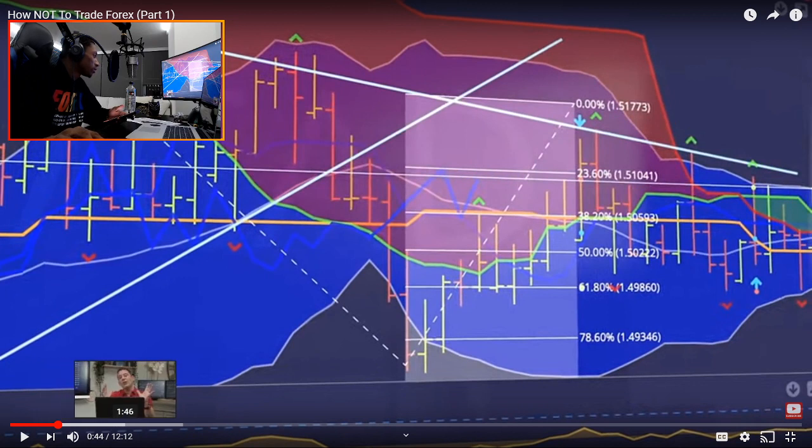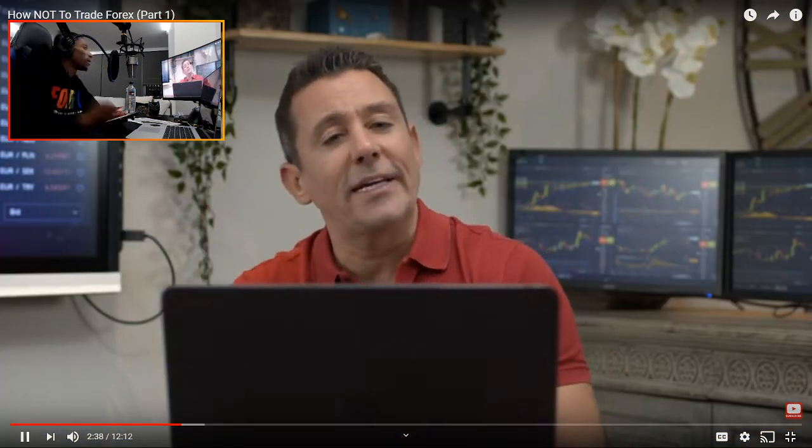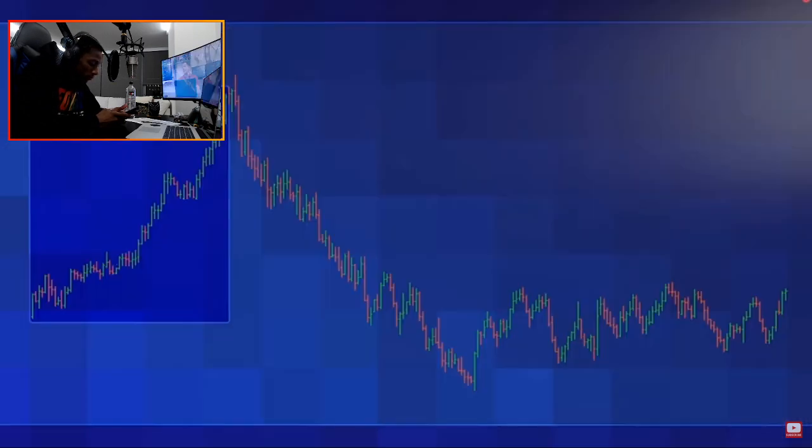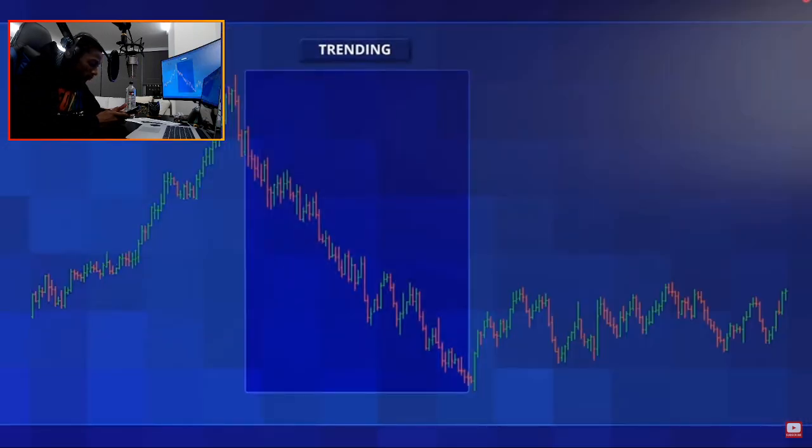Let me see what number 2 is. Okay, he's showing how to, okay, here it is. Which indicators should be placed on which trades at each time. Your first rule of thumb is to recognize: am I in a trending market, and therefore I should only be using trending indicators?